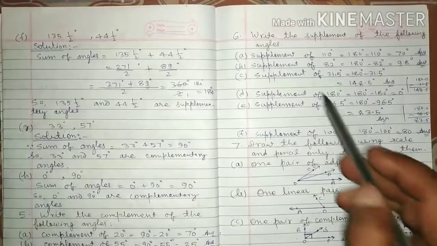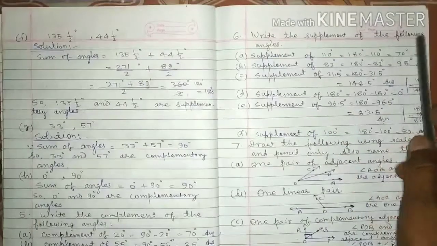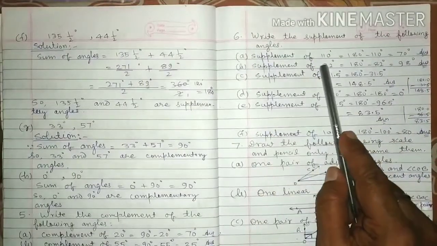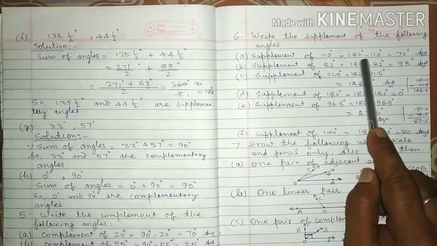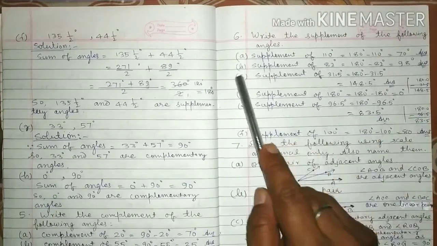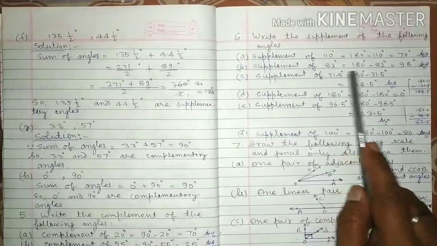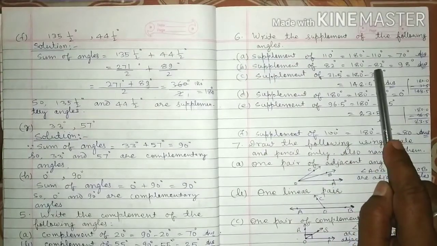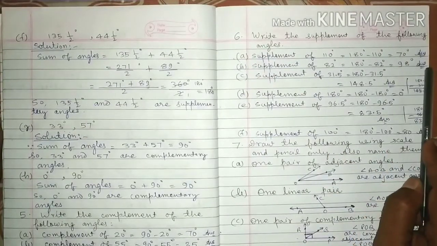Question number 6. Write the supplement of the following angles. A. Supplement of 110 degrees equals 180 degrees minus 110 degrees equals 70 degrees. B. Supplement of 82 degrees equals 180 degrees minus 82 degrees equals 98 degrees.